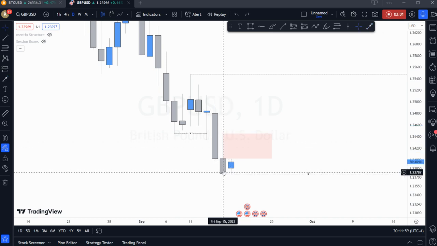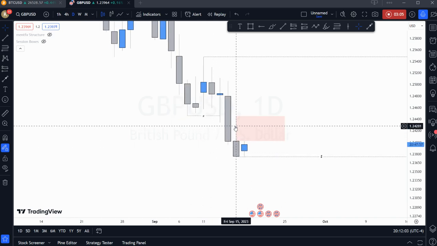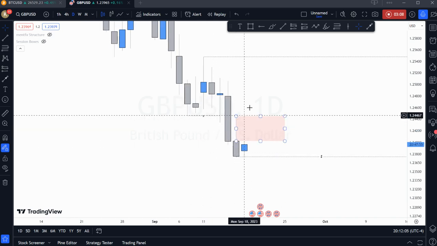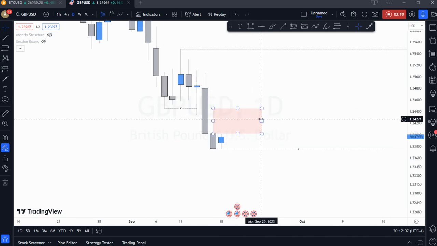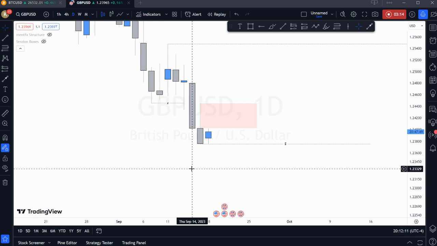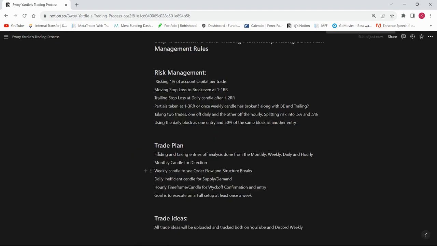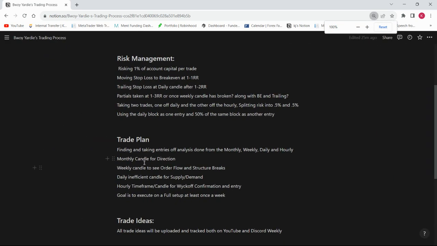This wick is a move up into this prior move that recently broke down. So I'm saying that because the last move down hasn't been filled in yet, and that's what this current move is. And as such, I'll be looking for Wyckoff within this wick, really, which I'll be treating as the daily inefficient candle to then shift to the hourly to start spotting the setup. So I'll go through the plan real quick, right?